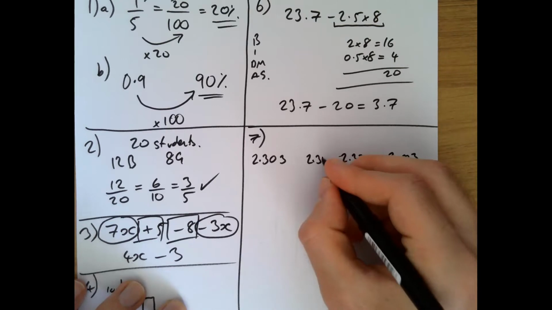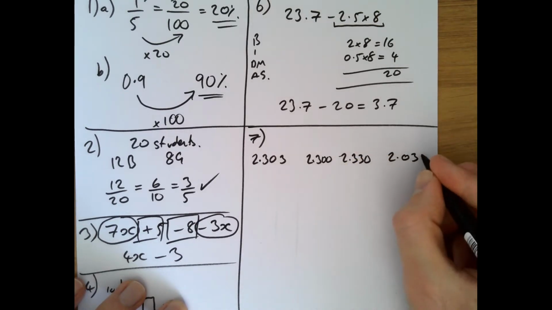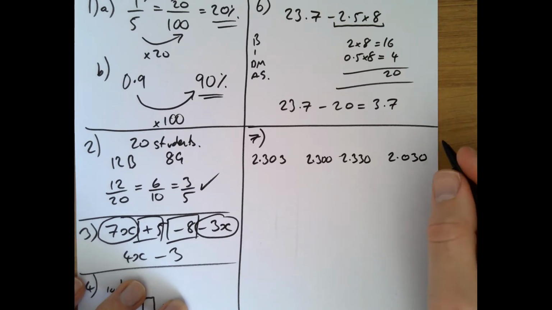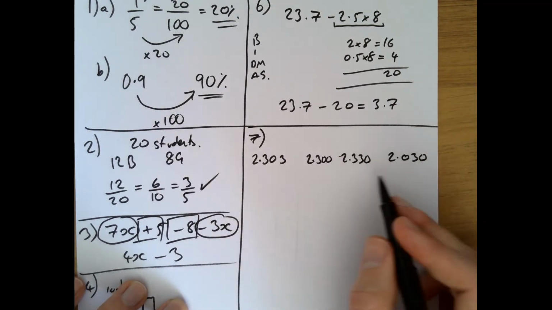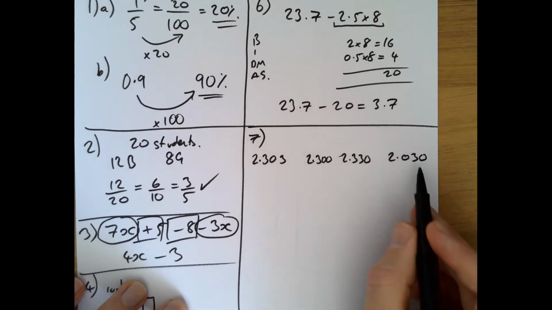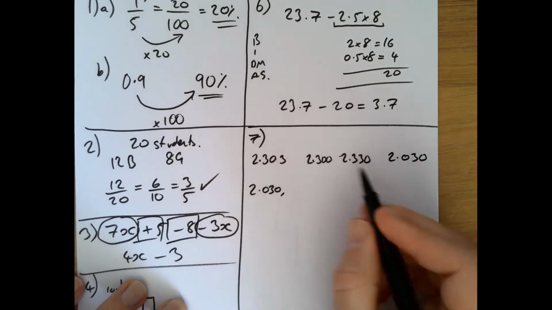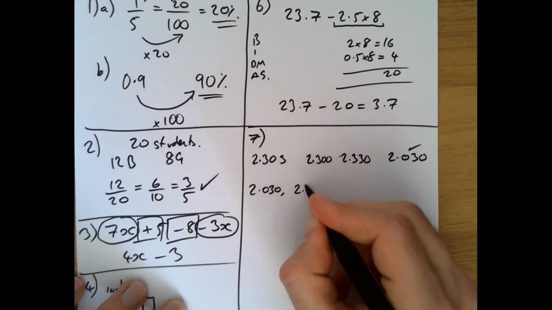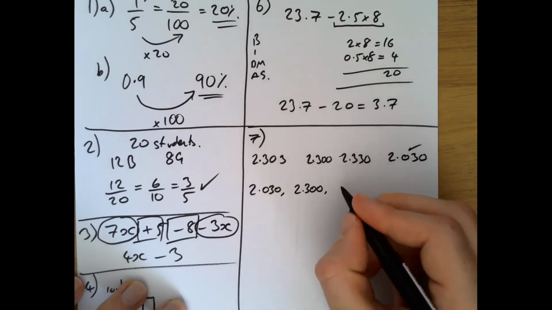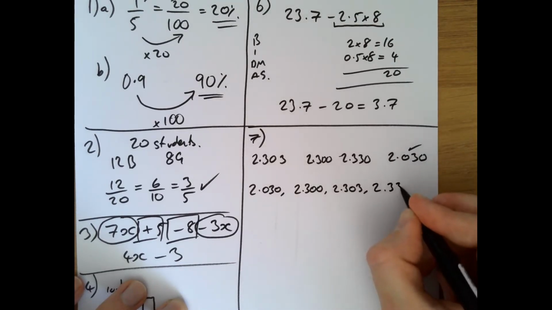So this one I'm going to have to add 2 zeros. This one I'm going to add 1 zero. This one I'm going to add 1 zero. And then you can just see, well, they all start with 2. We've got to put them in order starting with the smallest. So 30 is the smallest, so 2.030. Then 300, then 300, so we've got 2.300. Then we've got 2.303, and then we've got 2.330.